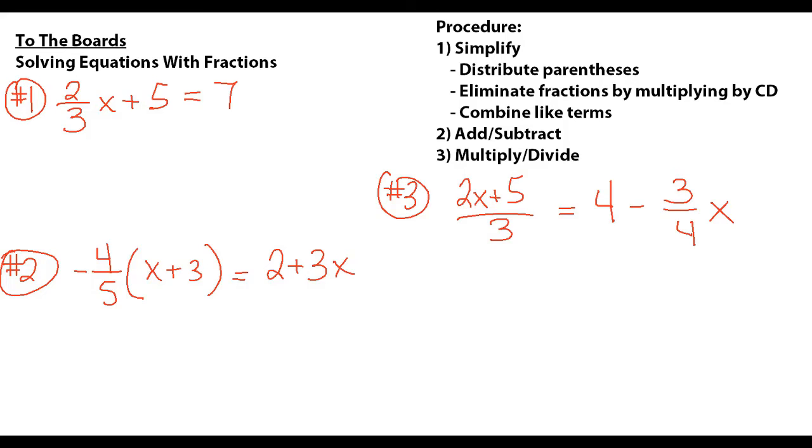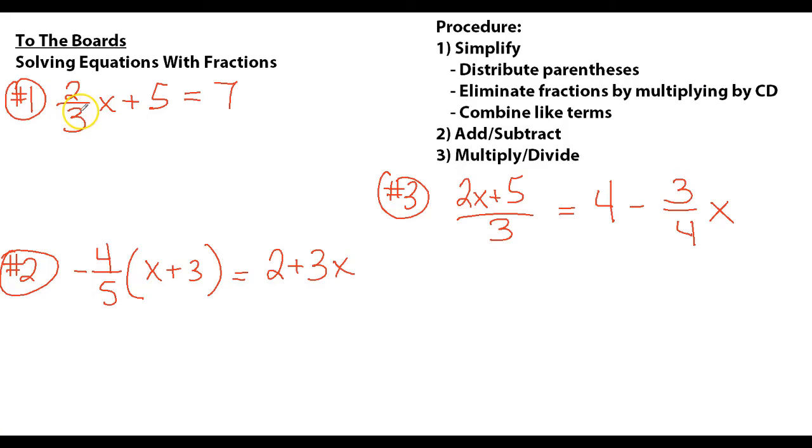Okay, great. It's time to practice question number 1. I've got 2/3 x plus 5 equals 7. First thing I need to do is distribute parentheses. I don't have any parentheses, so we don't have to worry about that. Next, we need to eliminate fractions by multiplying by the common denominator. Now, we do have fractions. See this 3 down here?